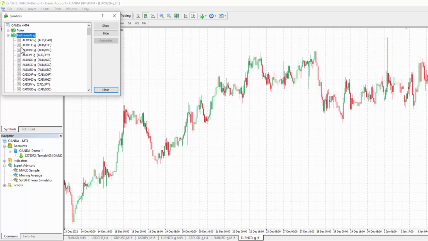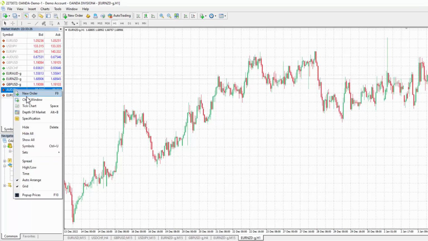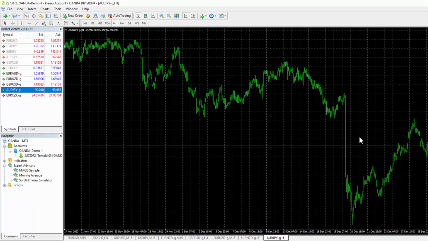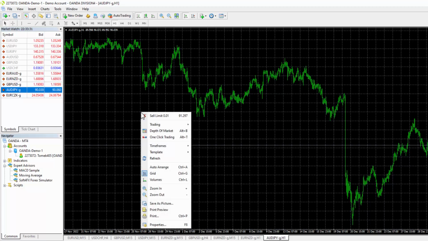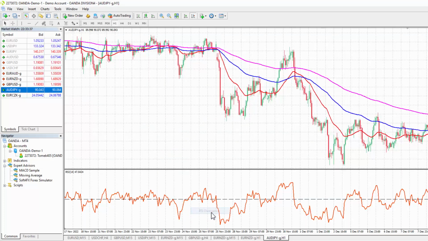But what you have to do is a lot of these currencies, they're grayed out. So you will have to double click on them, select the ones that you want to trade, and then we can close this, and then they will appear here. And then what you do is you open a chart window. You will get the black themed chart settings. Then you can create a template, load the template that works best for you.